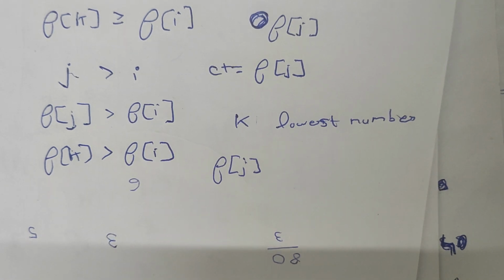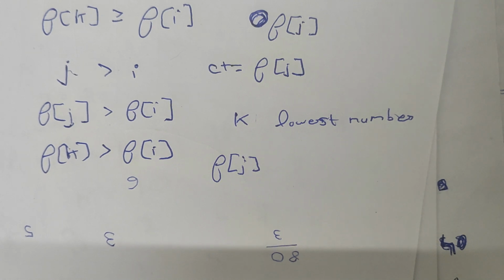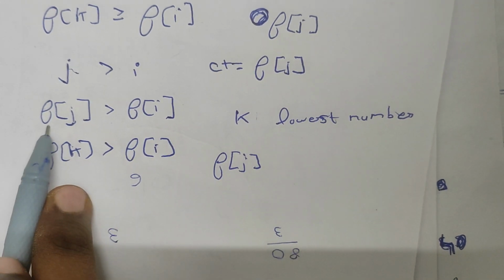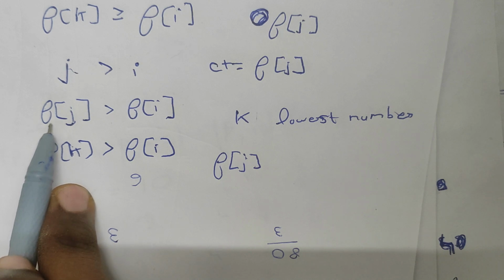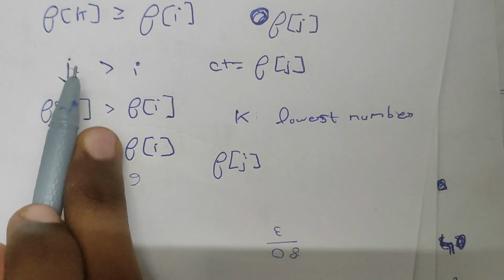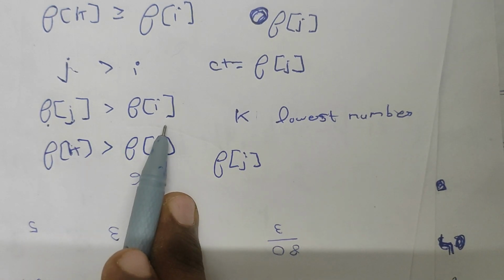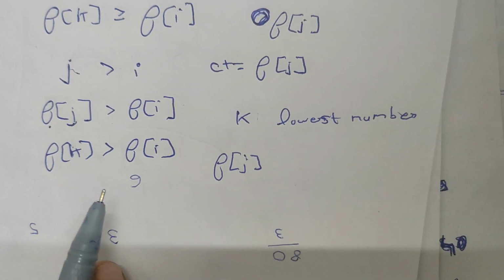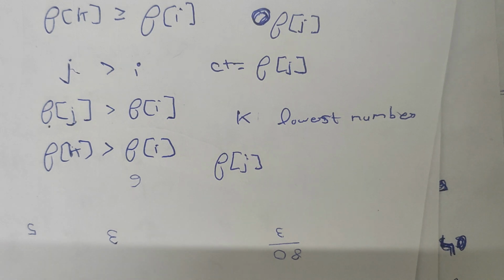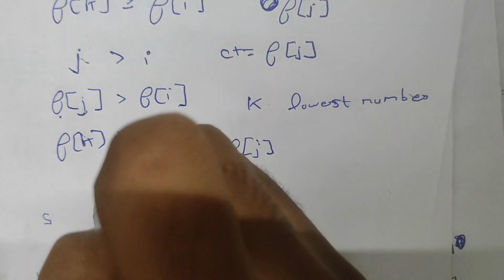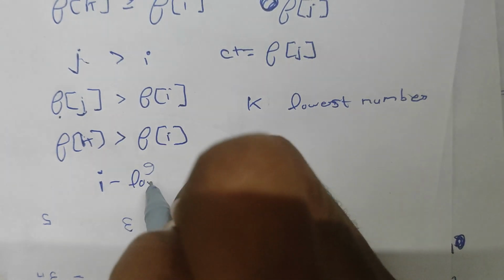So yeah, it's bound to happen. So if j is greater than i, and if f of j is greater than f of i, we need to exclude all the candidates lesser than i, and after we exclude all the candidates lesser than i, i will become the lowest number, right? I will become the lowest number.